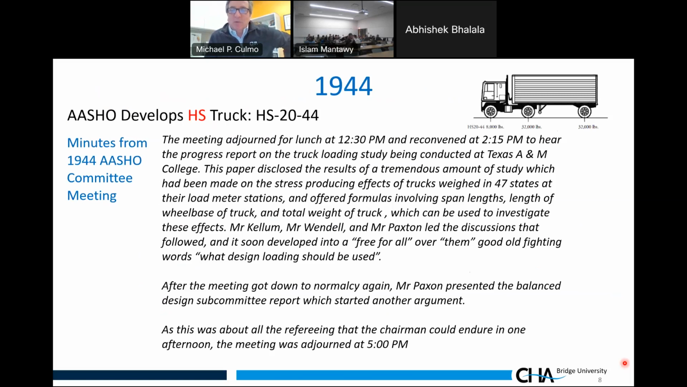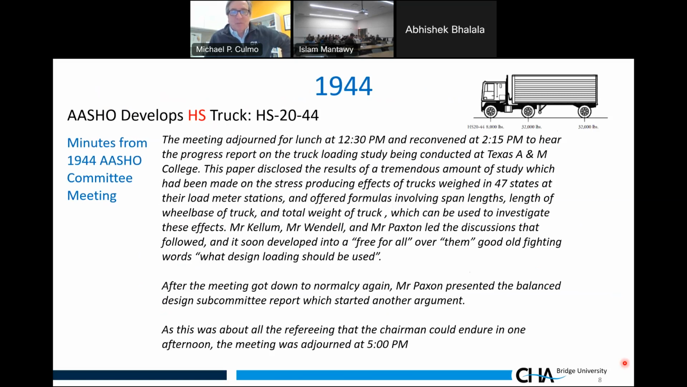And reconvened at 2:15 p.m. to hear the progress report on the truck loading study being conducted at Texas A&M College. Now it's Texas A&M University. This paper disclosed the results of a tremendous amount of study which had been made on the stress-producing effects of trucks weighed in 47 states at their load meter stations, and offered formulas involving span lengths, length of wheelbase of truck, and total weight of truck, which can be used to investigate these effects.